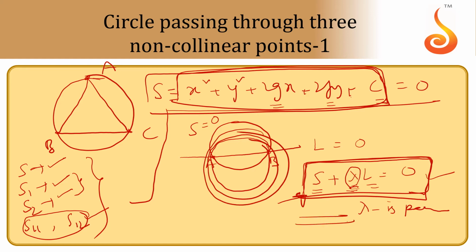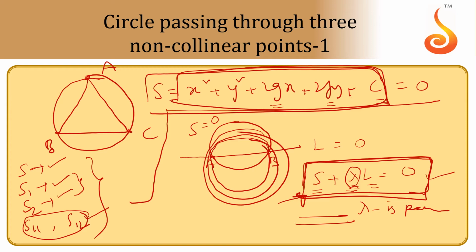So please remember, if S equal to 0 is a circle, and L equal to 0 is a straight line cutting the circle at 2 points A and B, then S plus lambda L equal to 0 represents all infinitely many circles passing through A and B for different values of lambda.